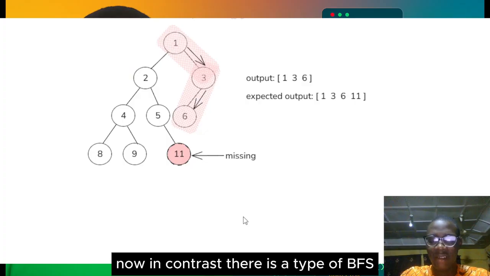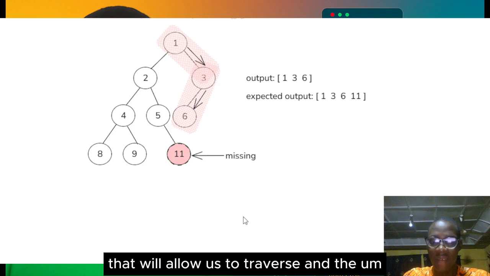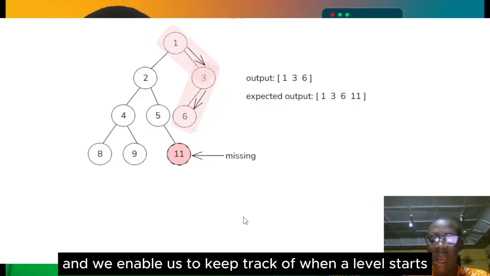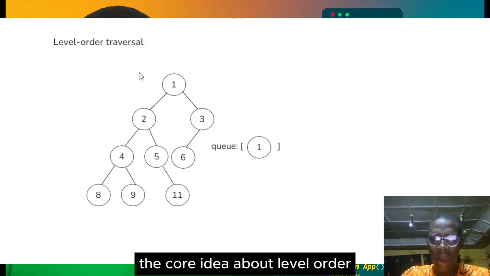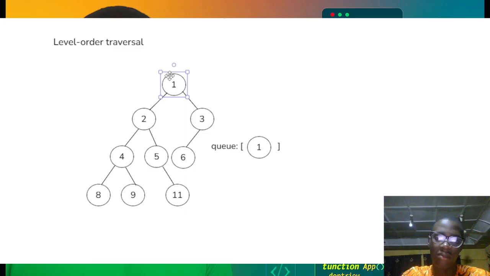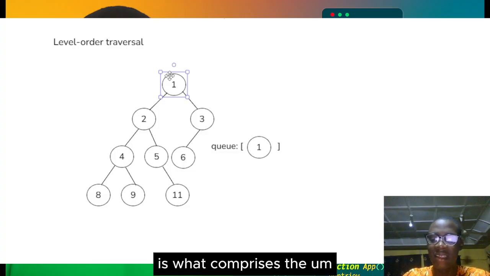Now, in contrast, there is a type of BFS, a custom made one, that will allow us to traverse the tree level by level, and will enable us to keep track of when a level starts and when the level ends, and this is the level order traversal. The core idea about level order traversal is that at any level of a tree, the children of the nodes at that level is what comprises the next level, right?